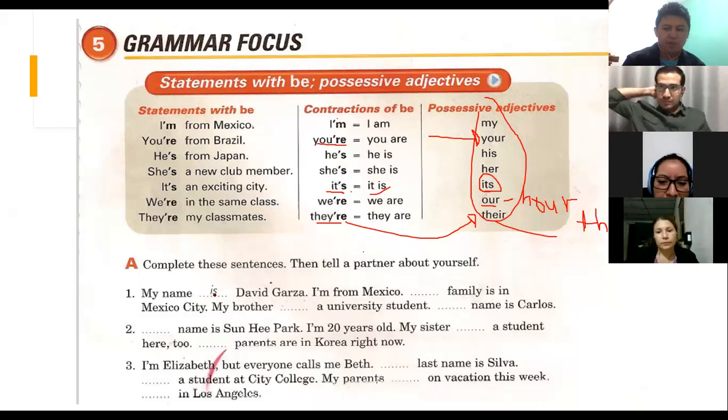Number one, please. My name is David Garza. I'm from Mexico. My family is in Mexico City. My brother is a university student. His name is Carlos.